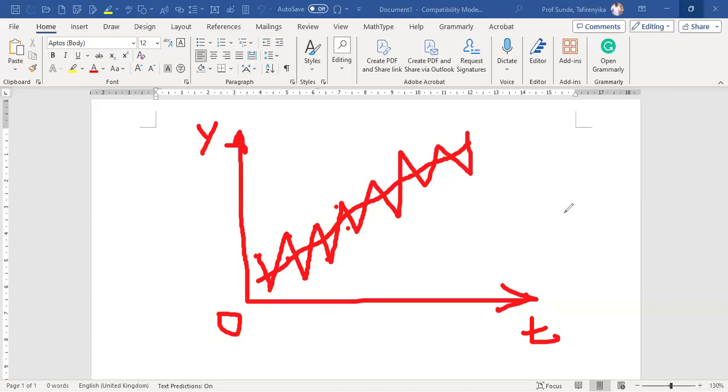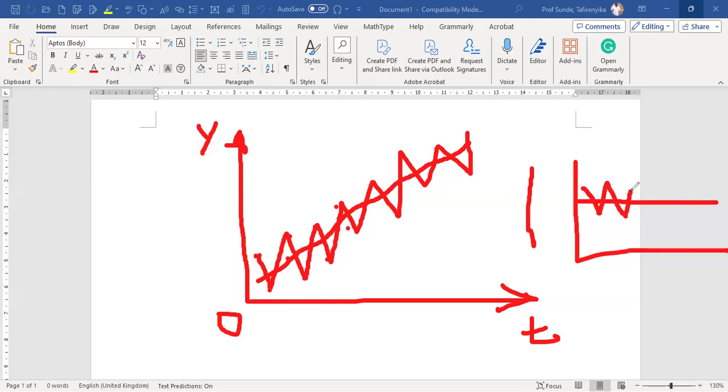However, if you have a variable that behaves in this manner, where this is the mean, and then the oscillations about the mean are uniform like this, right? In this case, if this is your variable over time, it means the mean of this variable is constant. The mean is constant in this diagram. And the variance is also constant, because the amplitudes of the observations about the mean are more or less the same above and below the mean. So in this case, you can say there is constant mean and constant variance, right?